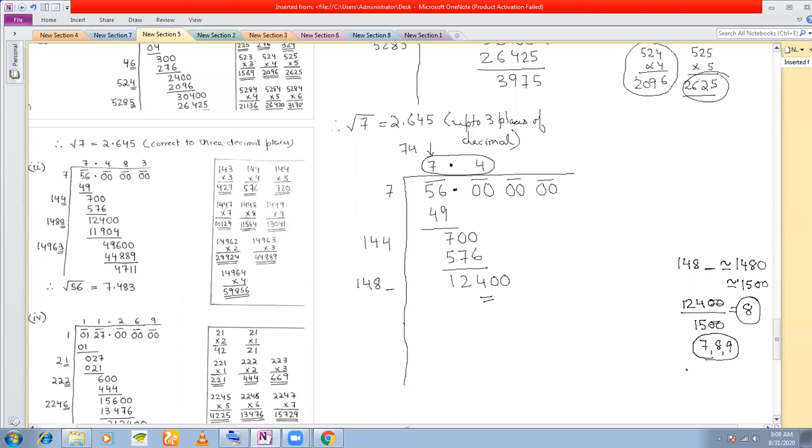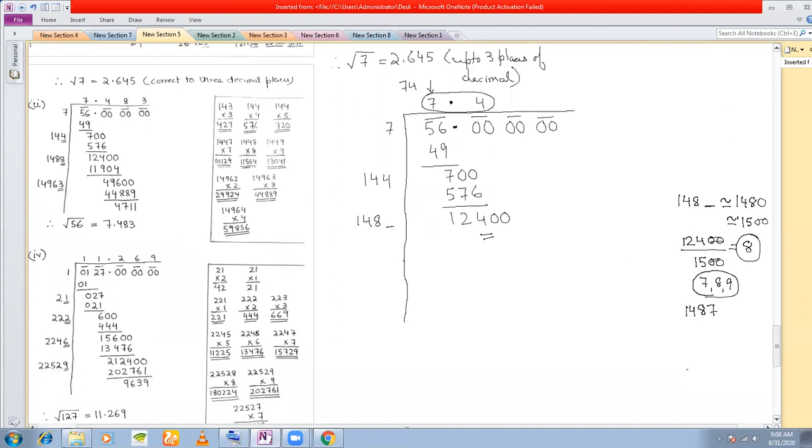So let us put 1, 4, 8. Let us put 7 first. Let us try it with 7. Let us put a 7 here.